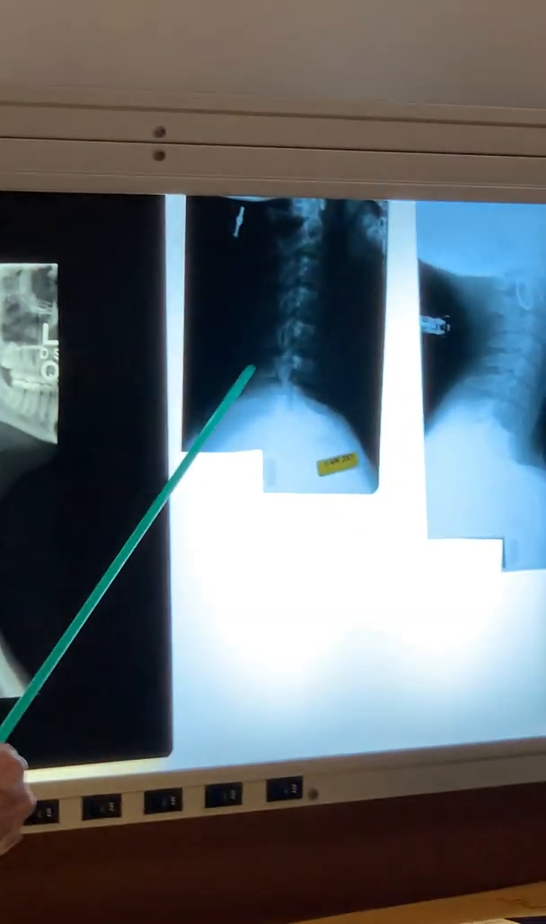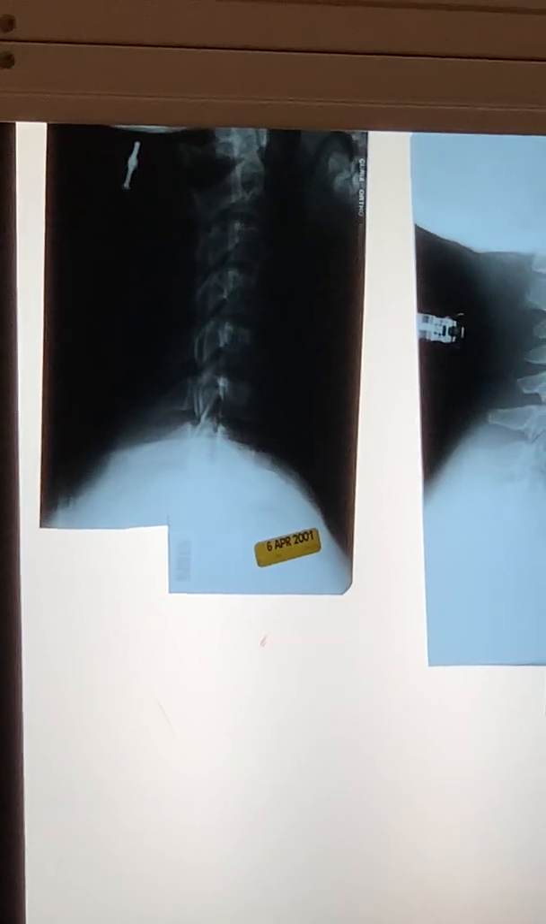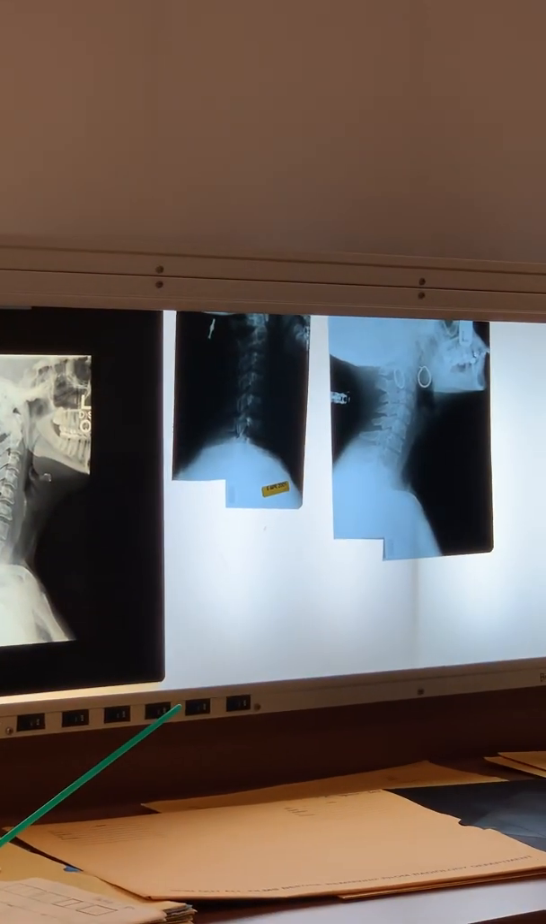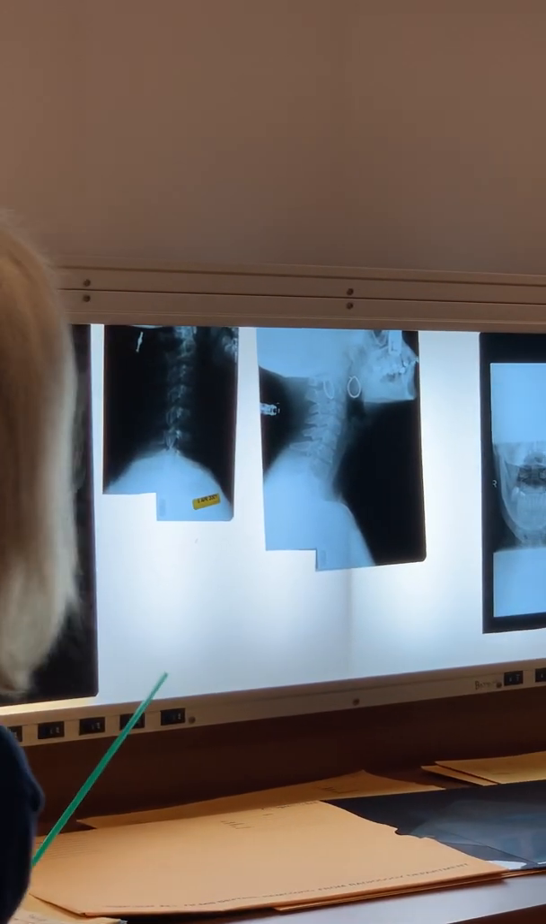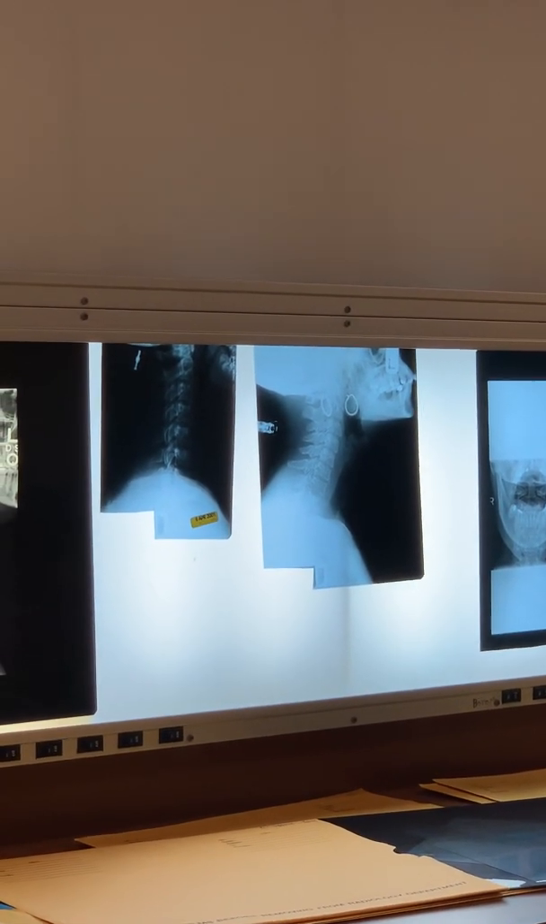Okay, what's wrong here? Overexposure. Okay, so it's too much receptor exposure, yes, what else? Rotated. Yeah, it is rotated, it's not a good lateral.